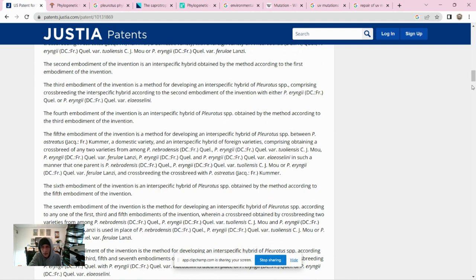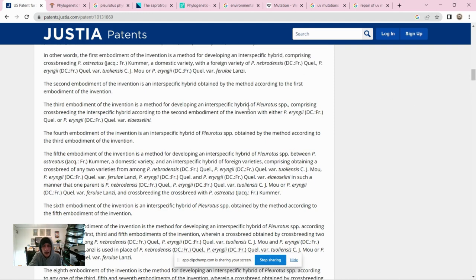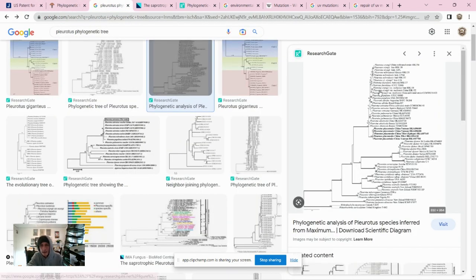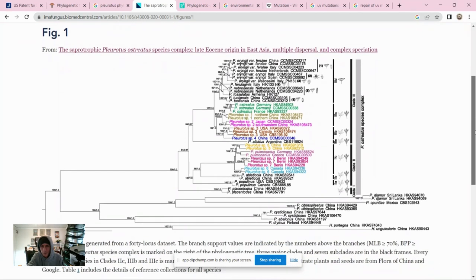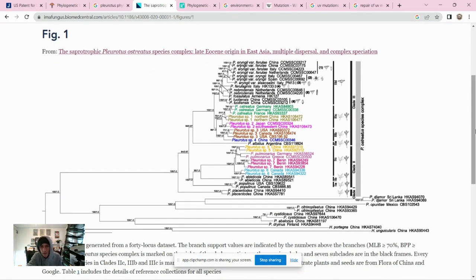And then he took that hybrid and was able to cross it with another Eryngii species, which brought him further back in the clade, and he was able to eventually cross it with other varieties of Pleurotus and Nebrodensis. It's kind of hard to find a decent phylogenetic tree of Pleurotus because they're so diversely researched around the world.